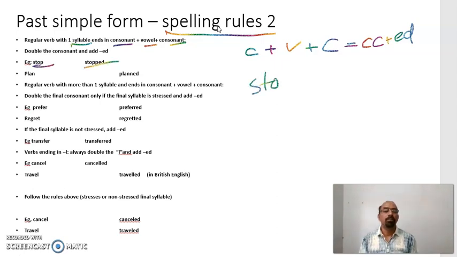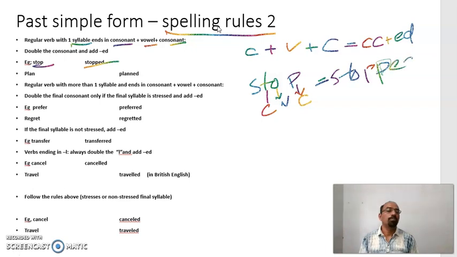Here, stop. This is a consonant. This is a vowel. Then this is another consonant letter. So what do we get? Stopped. We doubled the consonant here and ed is added. That is the rule. Let us move to the second rule.